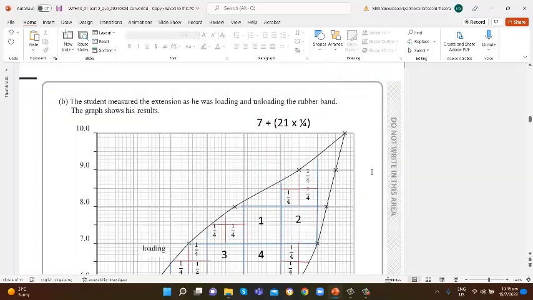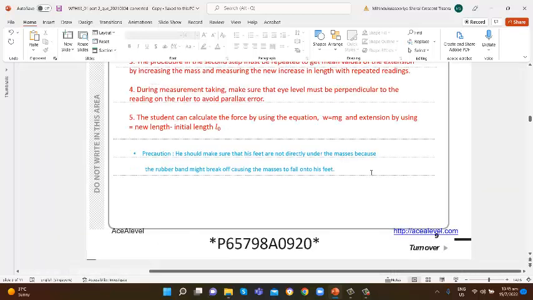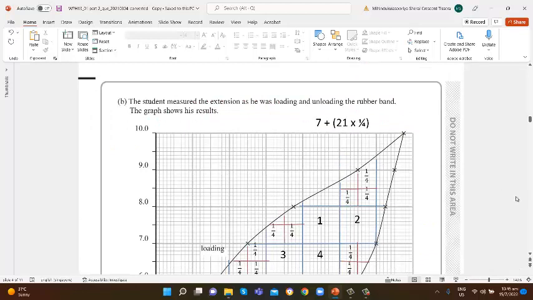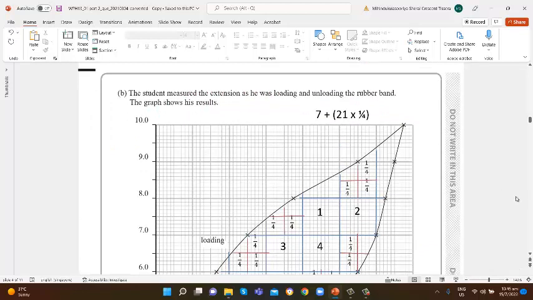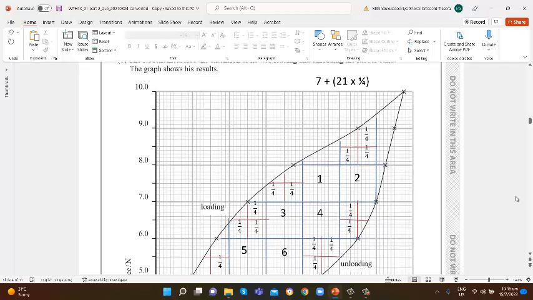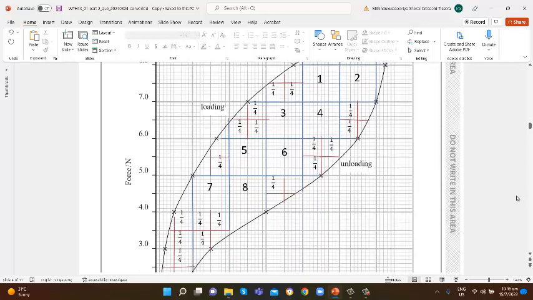That is a very common precaution you can write. Okay, so then we will move on to part B of the question. The student measured the extension as he was loading and unloading the rubber band. The graph shows his results. So actually I have done my working over here.